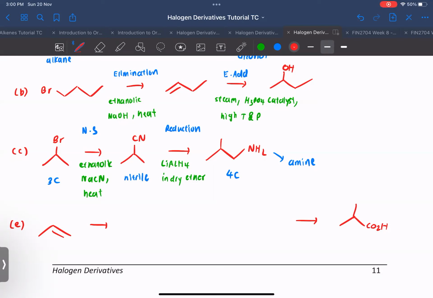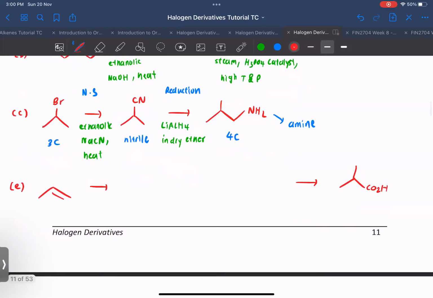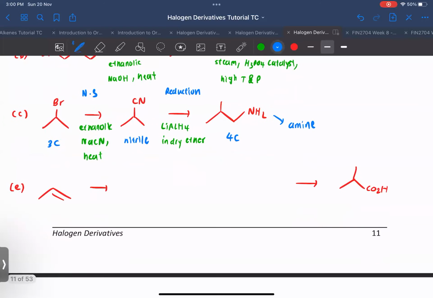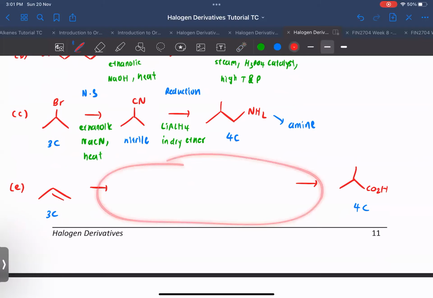Are you all ready or need more time? Yeah, I'm just going to go through this. Same thing like what I mentioned just now, you need to go and count the number of carbon atoms. 3 to 4 carbons, there is a step-up reaction. So guys, you can already envision the nitrile being somewhere in the middle of the pathway.